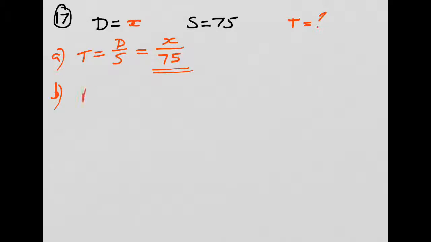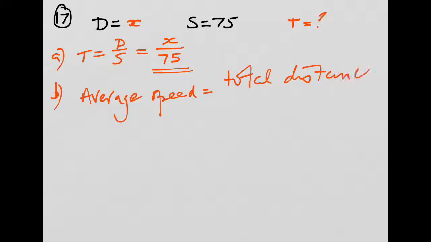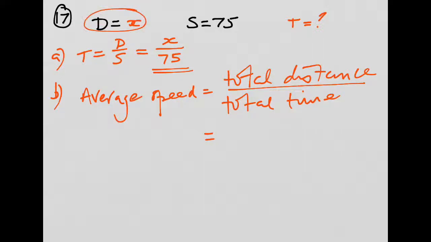Second part of the question is a lot harder. Find the average speed. Now the formula for average speed, which is the same as speed, is the total distance that you travel divided by the total time that it takes you. So the total distance, now the question tells us that the distance it travels in the first part is x, second part the same distance, so total distance is going to be x add x, which is 2x, and the total time it takes, well, the time for the first part was x over 75, time for the second part is x over 50.